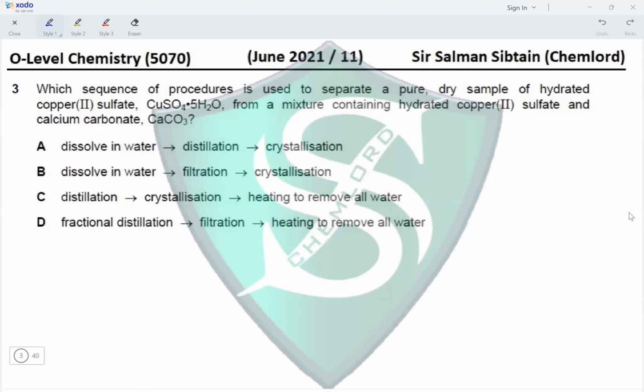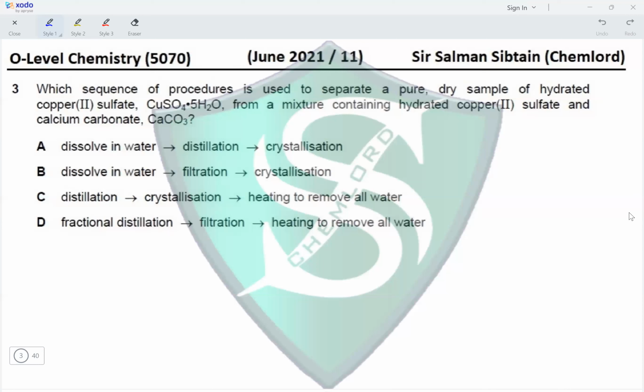Now, what we would do is we would filter this solution. So now the calcium carbonate will be obtained as the residue and copper sulfate as the filtrate. Now we have a solution of copper sulfate. In order to obtain a pure dry sample of hydrated copper sulfate, we use the process of crystallization. Crystallization will cause the water to evaporate and crystals to form in the container.